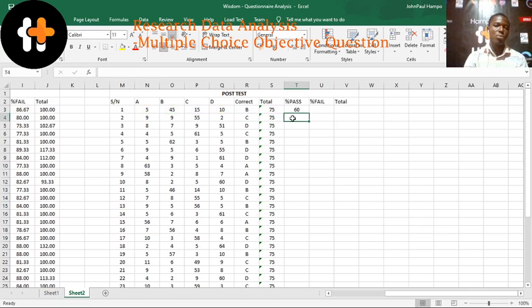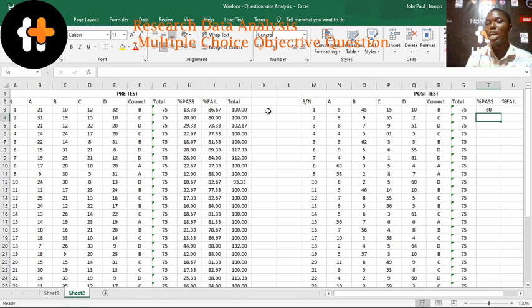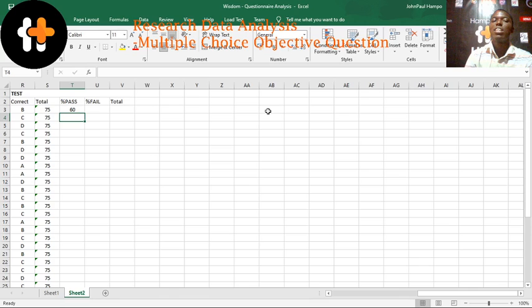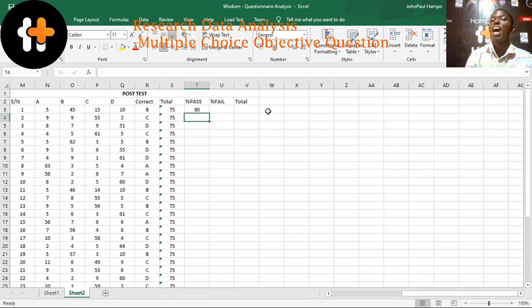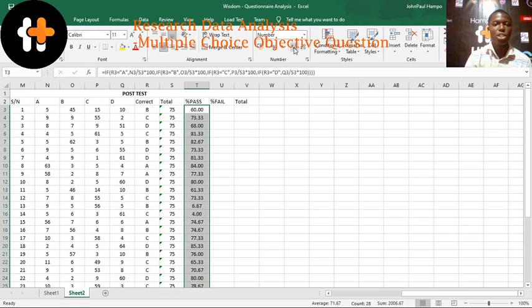You have this. So you can see that before the test, the percentage of those that pass was just 13.33%, while after they have been taught, we have more pass. So the students achieved more when they are taught. But let's not conclude yet. Let's do this all through, then we'll get this. I'll take it to two significant places.